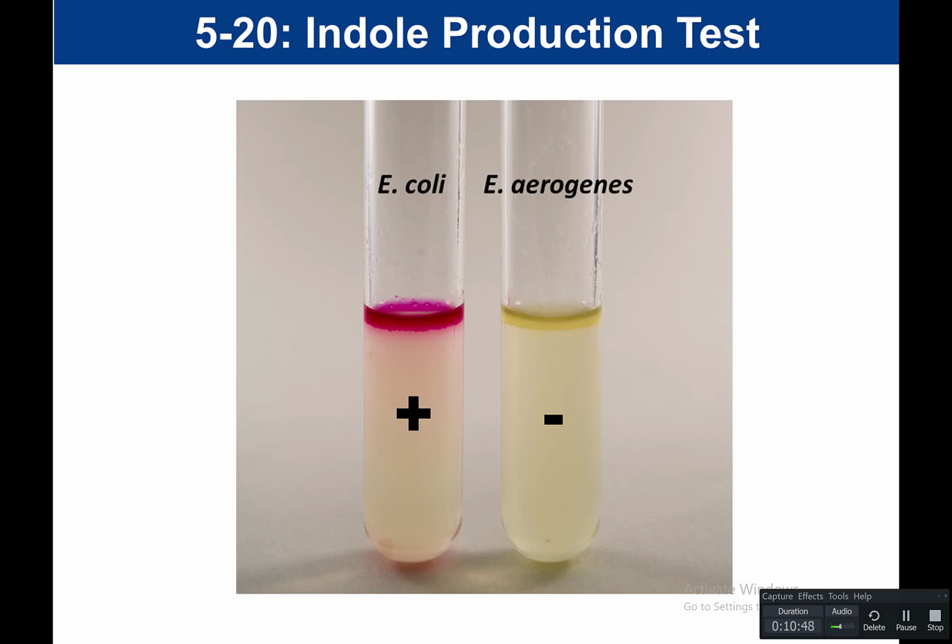You don't need to memorize which organism did which. So you don't need to memorize that E. coli was the positive and Enterobacter is the negative. But you want to know if you were given this result and you were told that this was an indole test, or you were told that this was a tryptone broth, then you would know it's the indole test, and you would know that this one with the pink red is the positive, and the one with the yellow is going to be the negative.